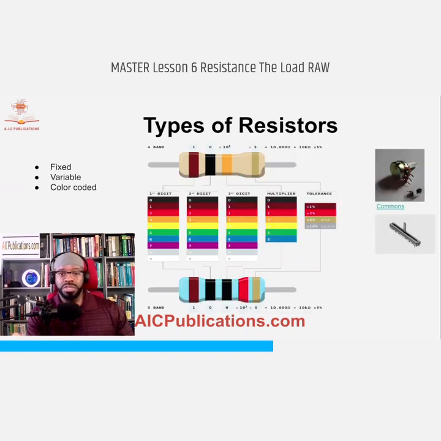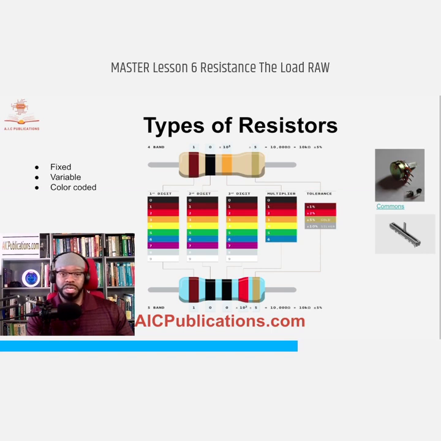Now, on this slide that we got to a little prematurely, we're getting into the types of resistors. There are fixed resistors, and then you also have variable resistors. Two types of resistors, fixed and variable. This means that there are resistors that have permanent amounts of resistance and resistors whose resistance can be increased or decreased. The most basic resistor is the color-coded one that you're looking at right now.